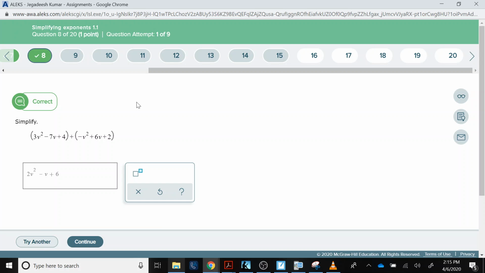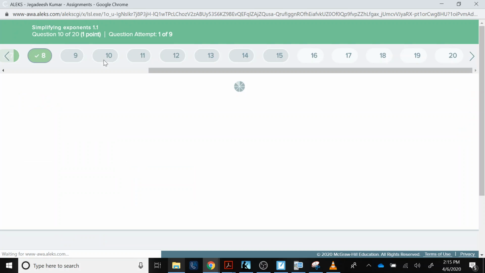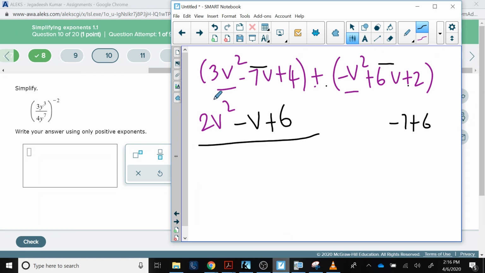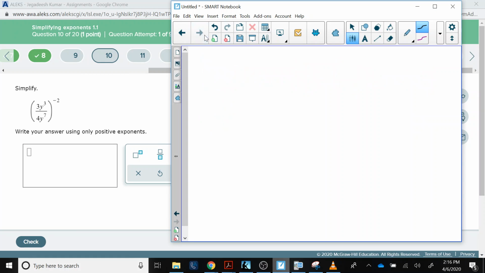Okay. Now I'm going to go to number 10 because 9 is a similar question. We've done a similar question in the previous video, but still I just want to explain this question because it has a negative exponent and the question says simplify and write your answer using only positive exponents. So I just want to discuss that. Let's write the question down first.